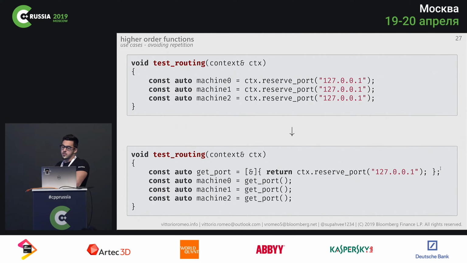We capture everything by reference because it's not going to go outside of the scope. And then we can call this something like getPort. And inside this lambda, we will have the reserved port call with the IP address. And then every time we use getPort, it will basically do that for us. And the benefit of this is that we can simply change the IP address in one place, and all the code will be updated. So this is a very simple example of how you can remove repetitions by using lambdas.